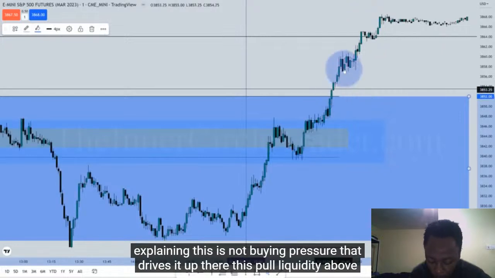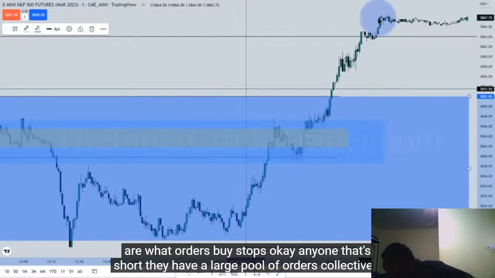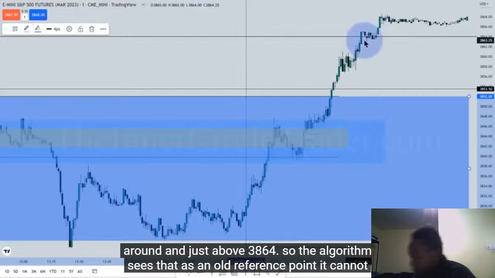This is not buying pressure that drives it up there. This pool of liquidity above 38.64 is the pressure. Okay, the market's going to go up there because that's where the orders are. What orders? Buy stops. Anyone that's short has a large pool of orders collectively around and just above 38.64. So the algorithm sees that as an old reference point.